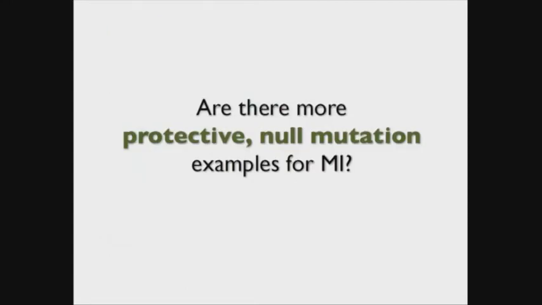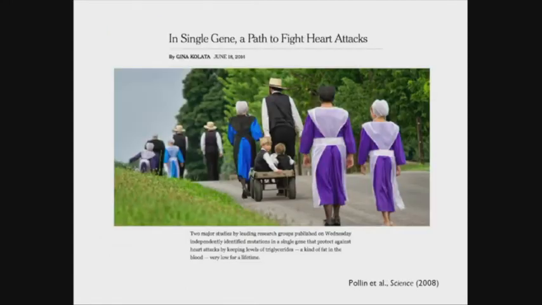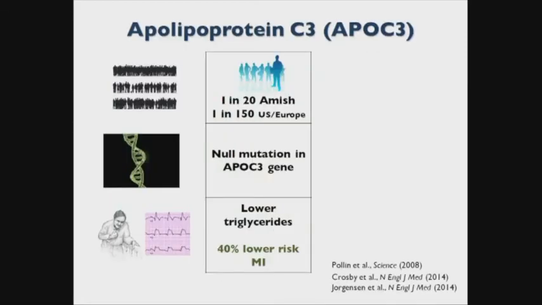Okay, are there more protective null mutation examples? I'm going to give you one story, and this story involves these individuals, founder population, Lancaster Amish. About several hundred individuals from Switzerland emigrated to the United States in the early 1700s. That population has grown to a couple 100,000 people now. And in 2008, Tony Poland noted that about 5% of Amish carried a null mutation in the apolipoprotein C3 gene, or ApoC3. As a result of carrying the mutation, these individuals had lower triglyceride levels.